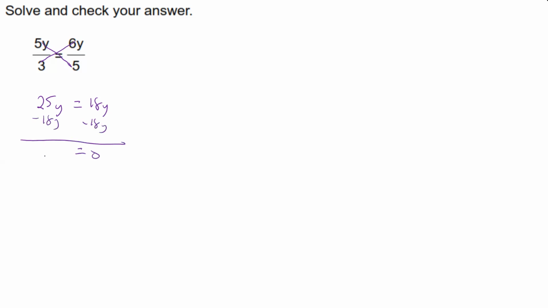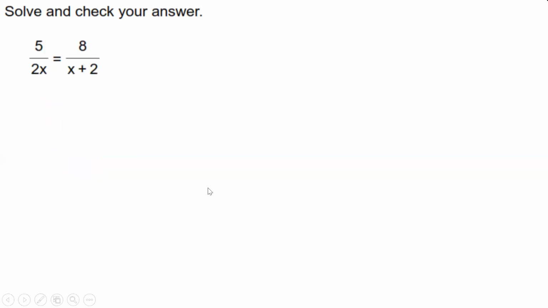we get 7y. My brain stopped for a second. Divide by 7 and divide by 7, and so y is equal to 0. So the only solution to this one is y equals 0, because there's nothing you can take times 25 to get to 18 if you multiply 18 by the same number, except for 0.